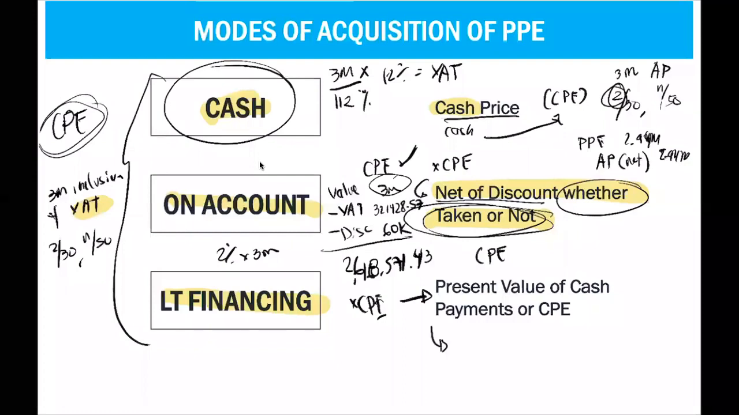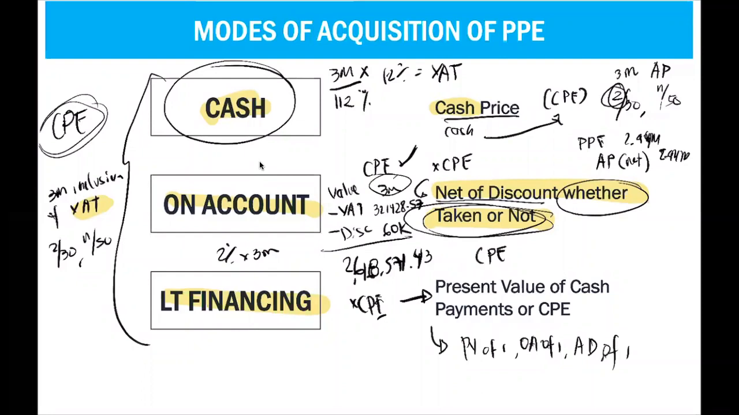So what is the present value of cash payments? Eddie, you use your PV of 1, PV of ordinary annuity of 1, PV of annuity due of 1. You just get the present value of cash payments. I don't have any problem now in your long-term financing because for sure, we learned already how to compute for these present value factors and how to compute for the present value of a particular item.